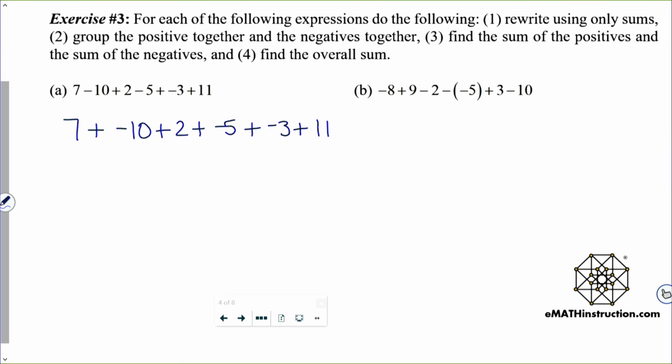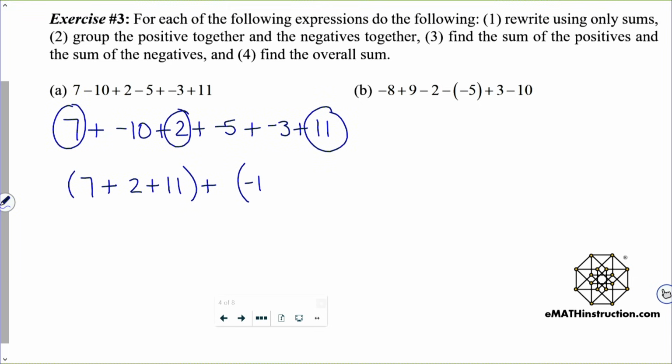So what I'm going to now do is I'm going to take all of these positive numbers and I'm going to sum them. This is the associative property. Then I'm going to take all those negative numbers like negative 10, negative 5, and negative 3, and I'm going to sum those. And this should be easy. 7 plus 2 is 9, plus 11 is 20. Negative 10 plus negative 5 is negative 15, plus negative 3 is negative 18. And now 20 plus negative 18 is easy. That's positive 2.